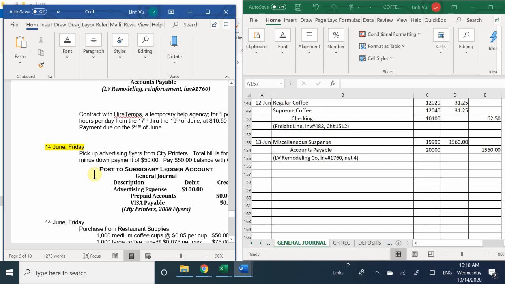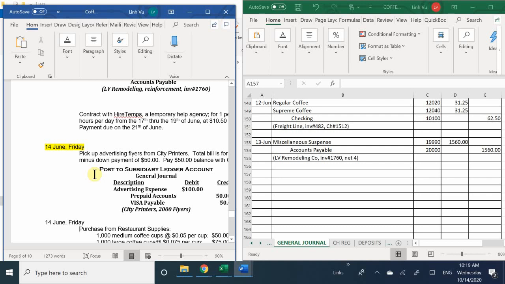What do we need to do? We need to complete our advertising expense, because that is exactly what we did. We bought flyers. Now we're paying for the full amount, so we need to increase our advertising expense. Because the grand total of the bill was $100, we made an advanced payment, and so that deducts the bill from $100 to $50. Next, we're going to use the credit card to pay off the remaining amount.